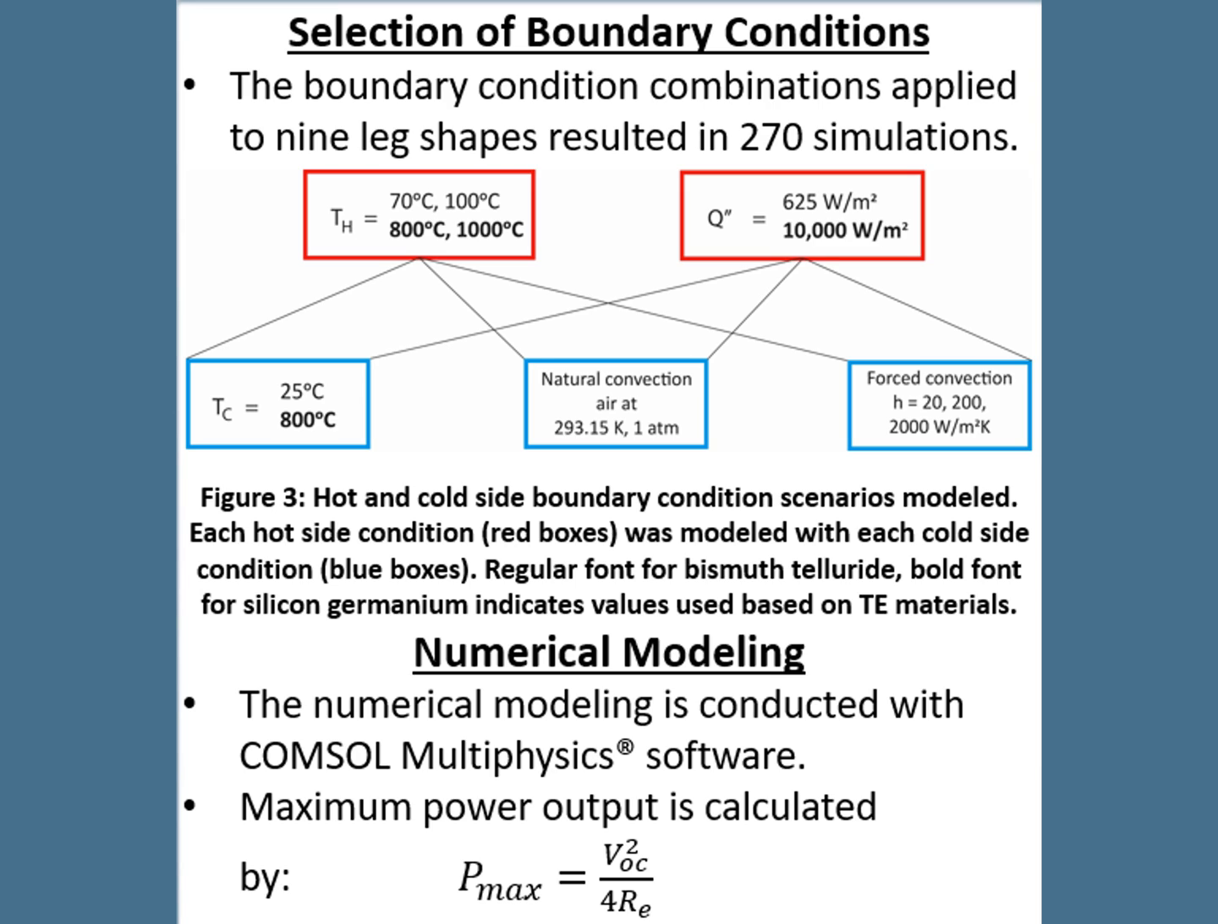We input the boundary conditions presented above and obtain the electrical potential gradient as well as the short circuit current from the simulation results. With these parameters, we then find the electrical resistance, and the maximum power output is calculated by this equation.